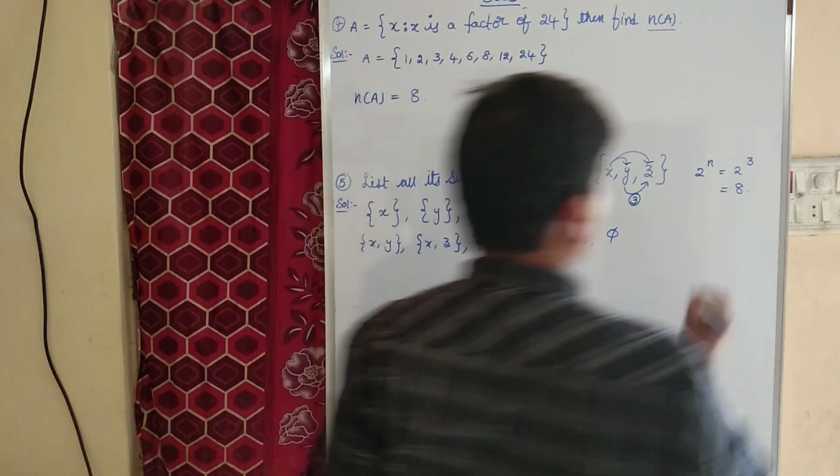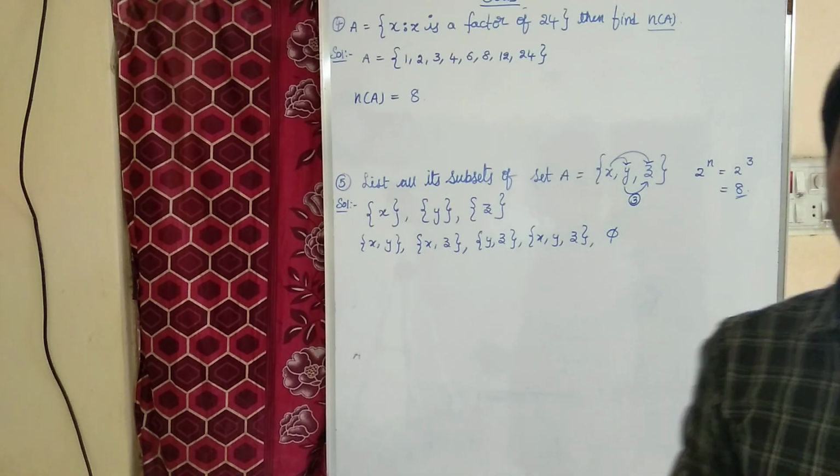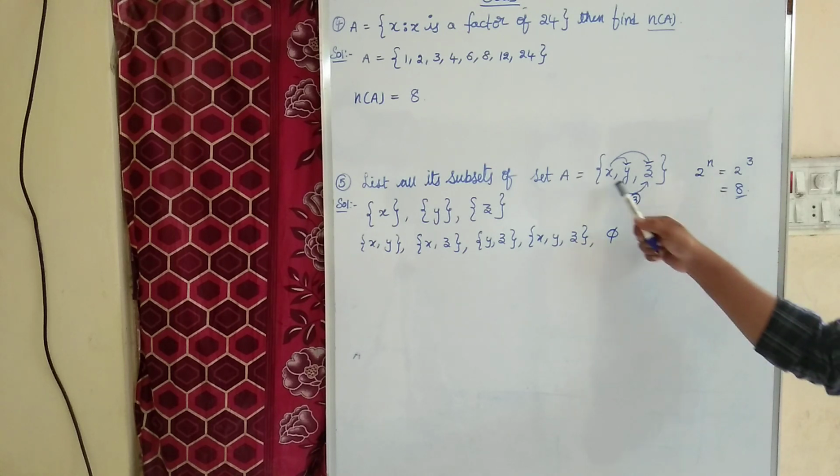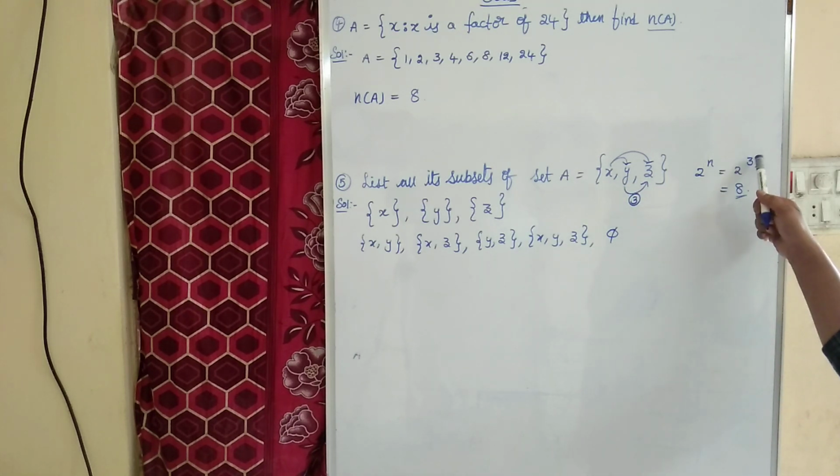Yes? As I told you, to find the number of subsets of a given set, we have the formula 2 to the power of n. Here n indicates the number of elements in set A. Here we have 3 elements, so 2 to the power of 3 is 8.